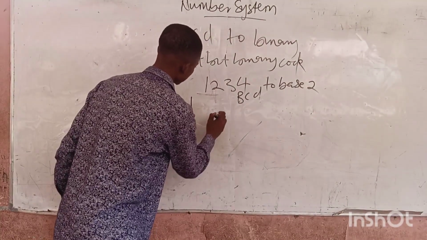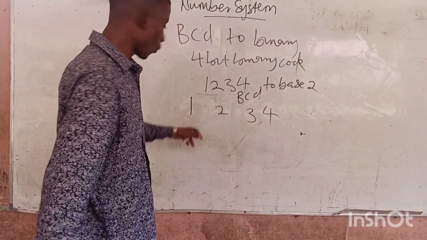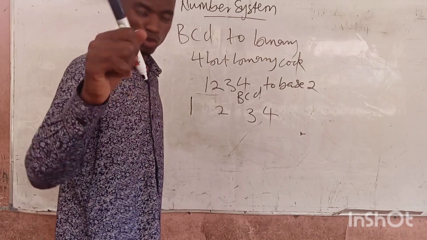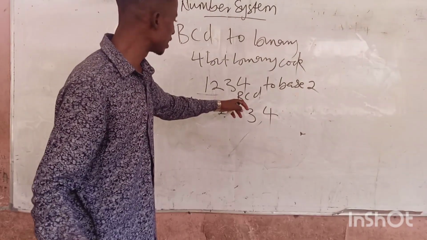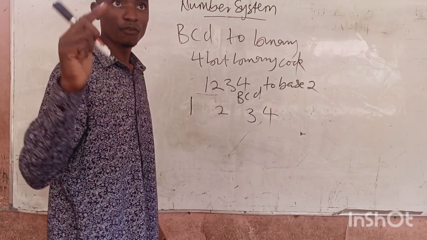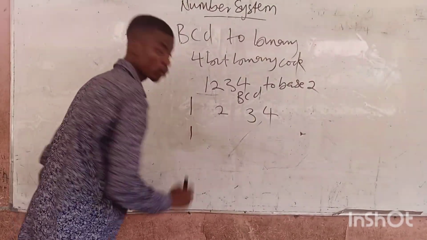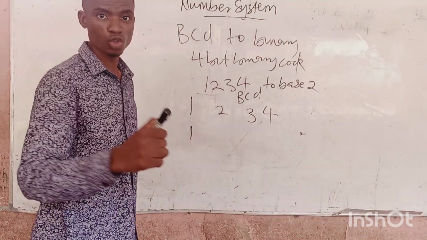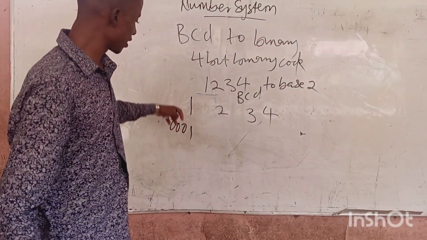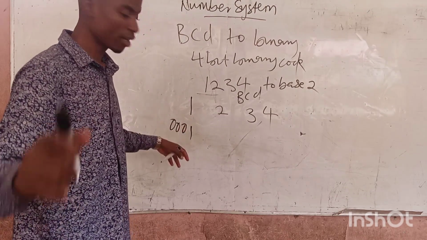Here we have 1, 2, 3, and 4. What is the binary equivalence of 1? The binary equivalence of 1 is 1. And because BCD is a number system that has 4-bit binary code, we write 1, and the remaining figures we complete with 0. So we have here 0, 0, 0. So now it is having a 4-bit binary code.